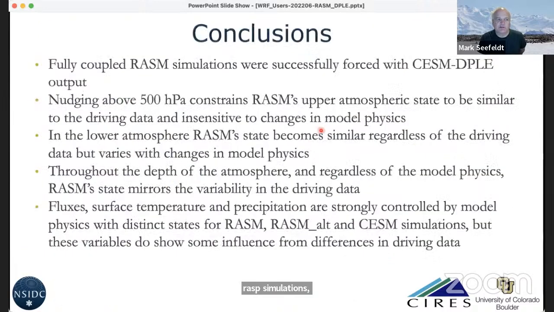So the conclusions are that the fully coupled RASM simulations were successfully forced with the DPLE output. Nudging above 500 hectopascals constrains the RASM's upper atmospheric state to be similar to the driving data and insensitive to changes in the model physics. Again, this is as you'd expect with the nudging. Meanwhile, in the lower atmosphere, the RASM state becomes similar across the RASM simulations, regardless of the driving data, but varies with changes in model physics. Then throughout the depth of the atmosphere, regardless of the model physics, the RASM state mirrors the variability in the driving data.